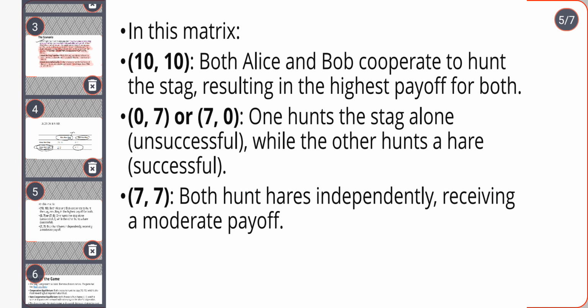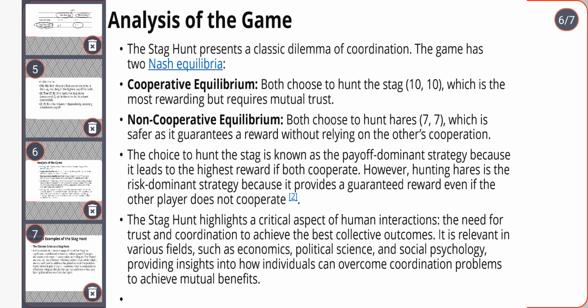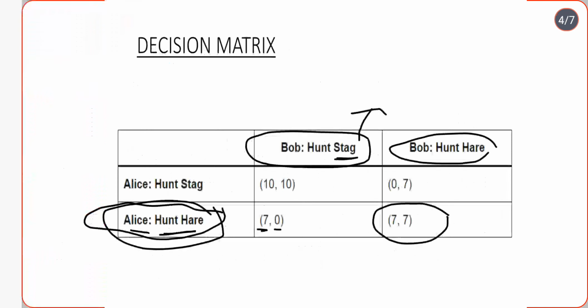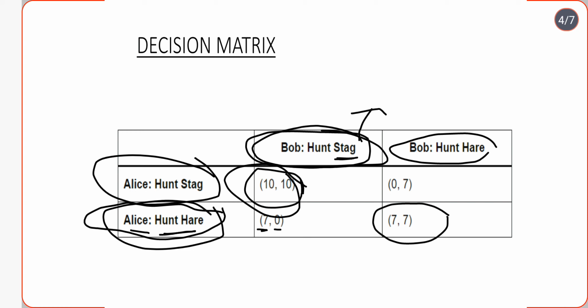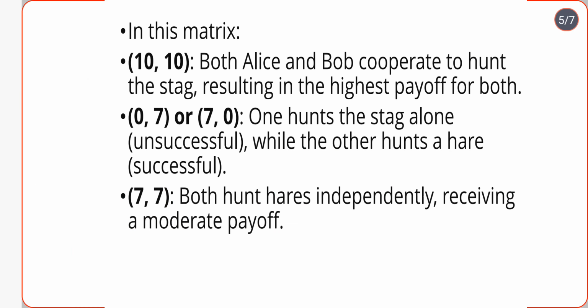Now which are the Nash equilibria in this model? There are two Nash equilibria in this model. One is the cooperative equilibrium and another one is the non-cooperative equilibrium. As you can see, when both of them are choosing to hunt the stag together, they are getting the highest amount of payoff, 10-10. When both Bob and Alice are selecting to hunt the stag together, they are getting a very high payoff, which is 10 and 10. So this is the cooperative equilibrium.